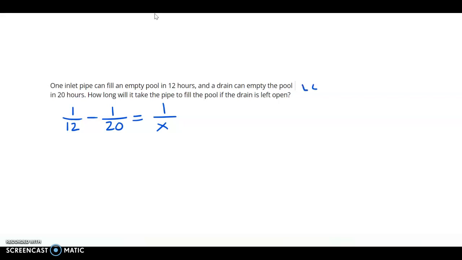So let's find the LCD here. In this case, 12 does not go into 20. If we make that 40, 12 does not go into 40. But 60, 12 will go into 60. And so our LCD here will be 60x. So we multiply each by 60x.